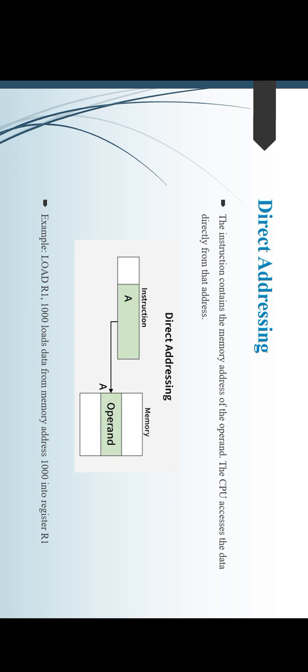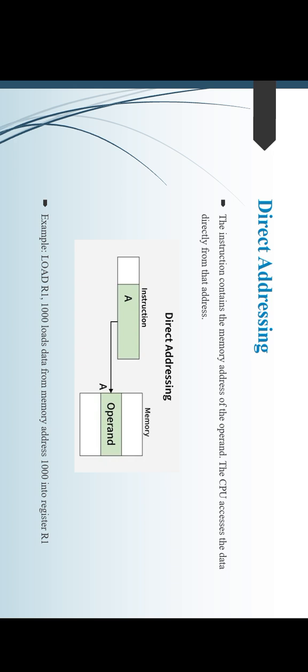Okay. Next is direct addressing. Direct addressing means the instruction contains the memory address of the operand. The CPU accesses the data directly from the address. Here the example is LOAD R1, 1000. It loads data from memory address 1000 into register R1.